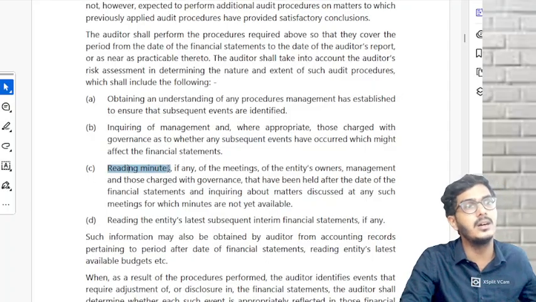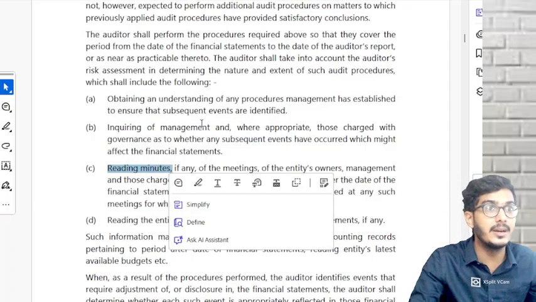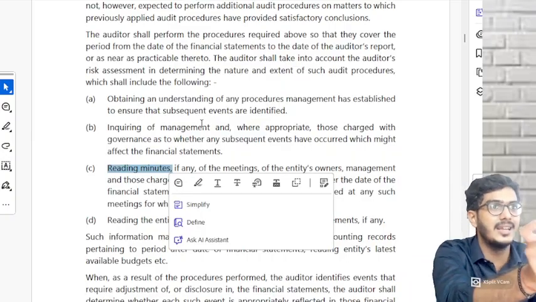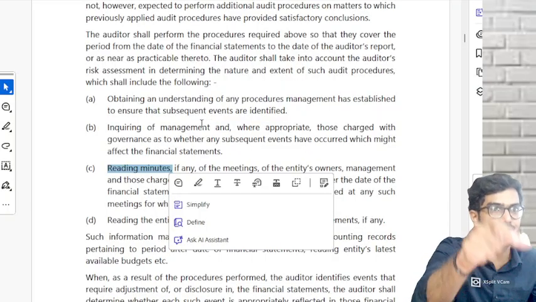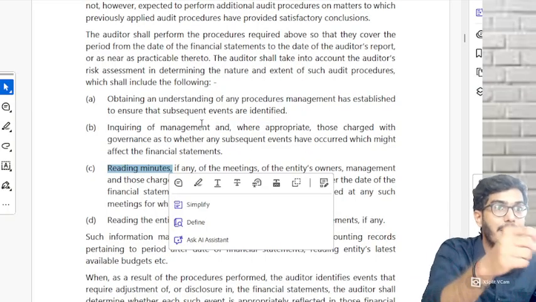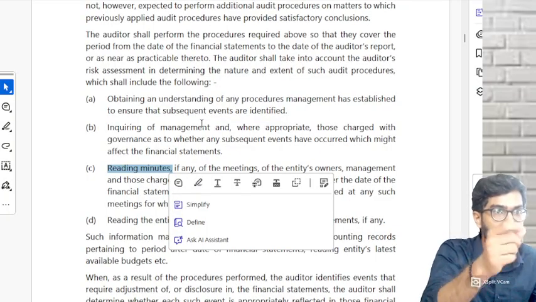Third one, always read the minutes. Which minutes? The next financial year's, April, May, June, those minutes you read. Why? In that financial year, if there are any meeting minutes, they would have discussed that particular event. Correct or not? So read the minutes.